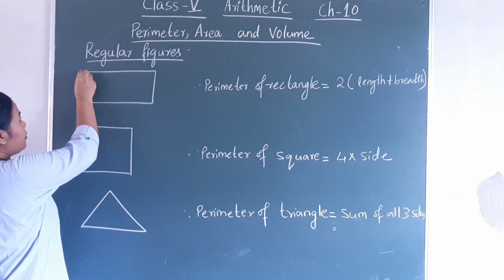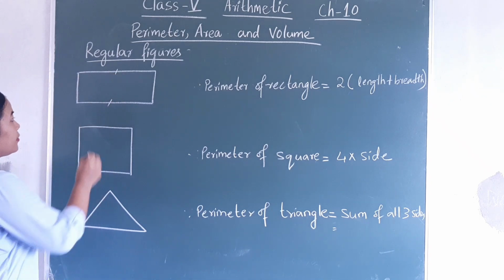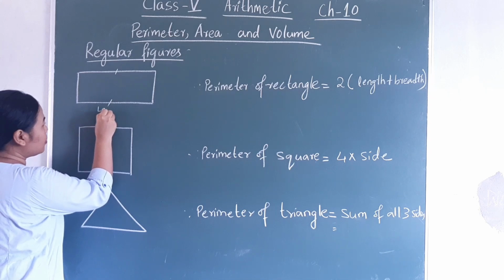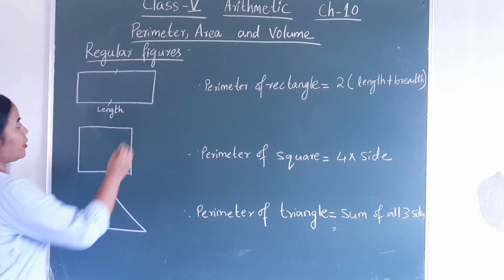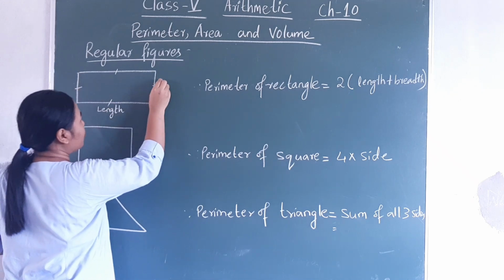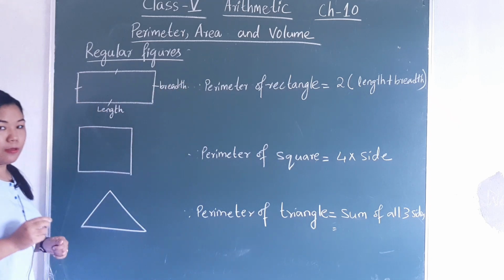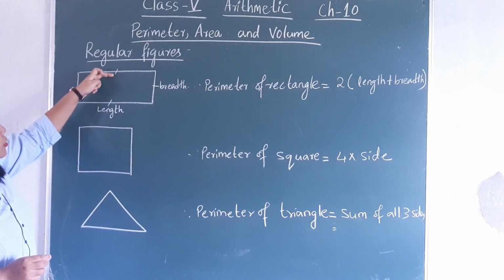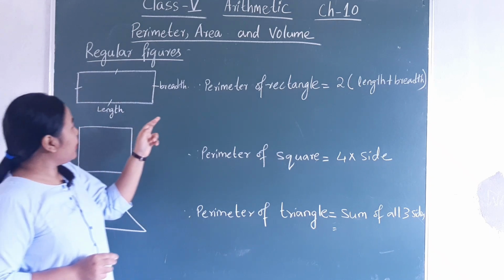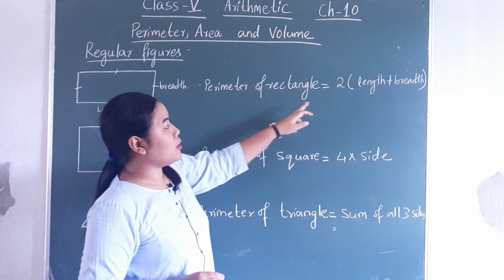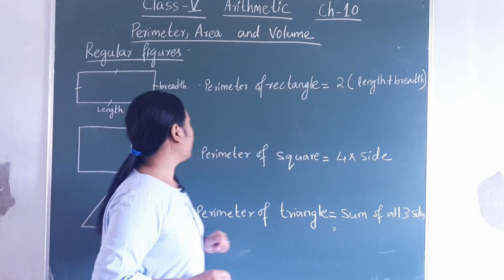Now we know that in a rectangle, two sides are equal. That is, this is known as the longer length, it is known as the length, and these two are known as breadth. Okay, so both these two sides are equal and these two sides are equal. So to find the perimeter of a rectangle, 2 into length plus breadth.